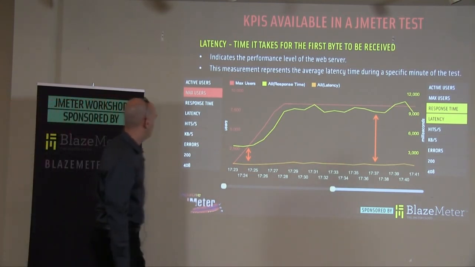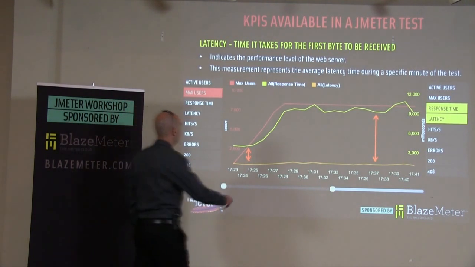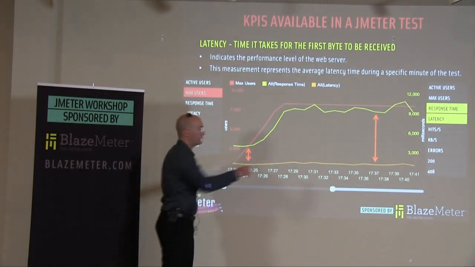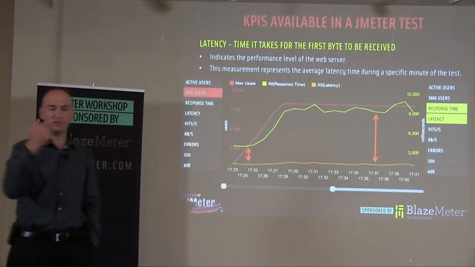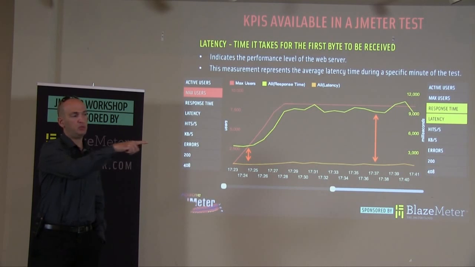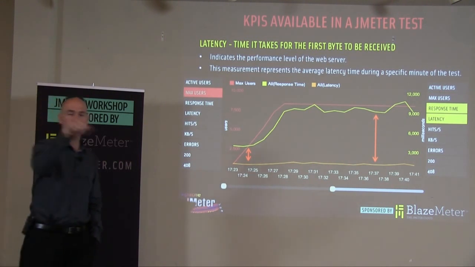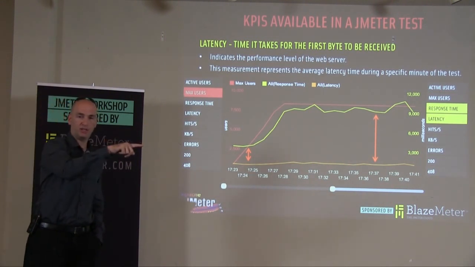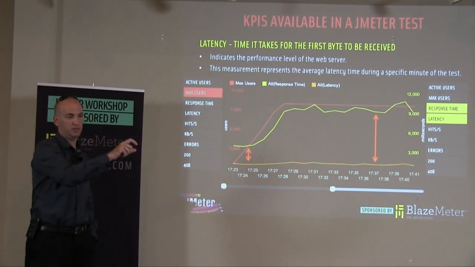Latency. Latency can tell you a lot. This is an example of latency. Usually, what is latency? Latency is the time it takes for the first byte to arrive. So if you consider a full cycle of a request, meaning data going out and then going back to the client, to the browser, latency is the time it takes for the first byte to arrive to the client.